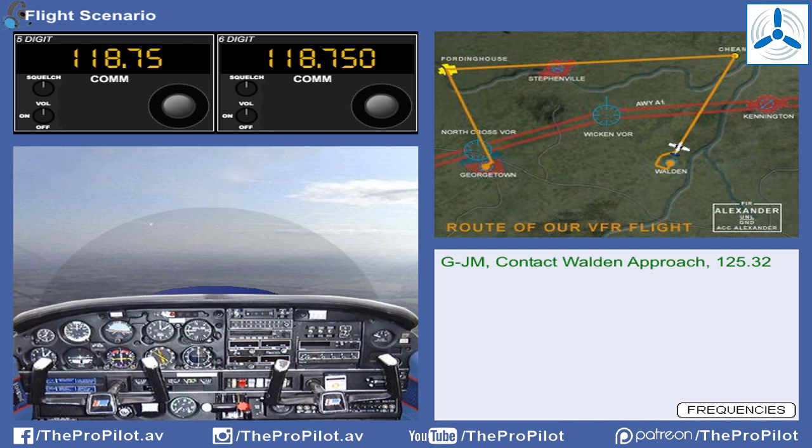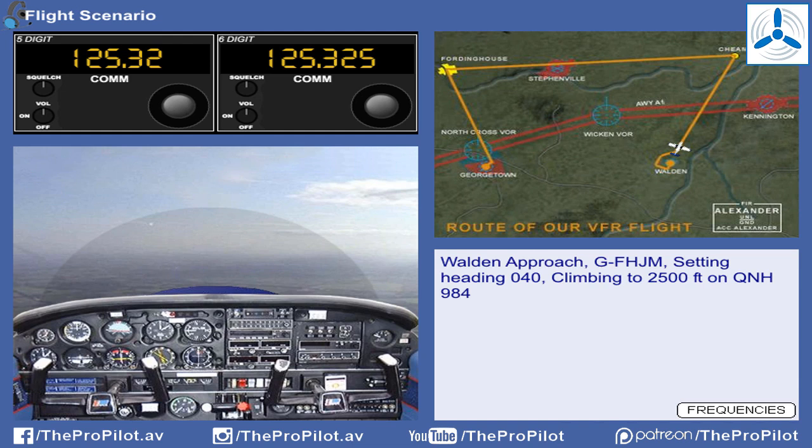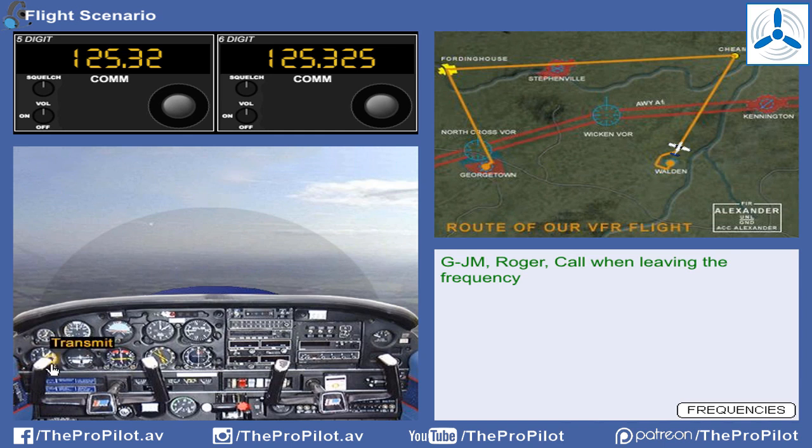Golf Juliet Mike, contact Walden approach 125.32. Walden approach 125.32, Golf Juliet Mike. Walden approach, Golf Foxtrot Hotel Juliet Mike, setting heading 040, climbing to 2,500 feet on QNH 908 FOA. Golf Juliet Mike, roger. Call when leaving the frequency. Wilco, Golf Juliet Mike.